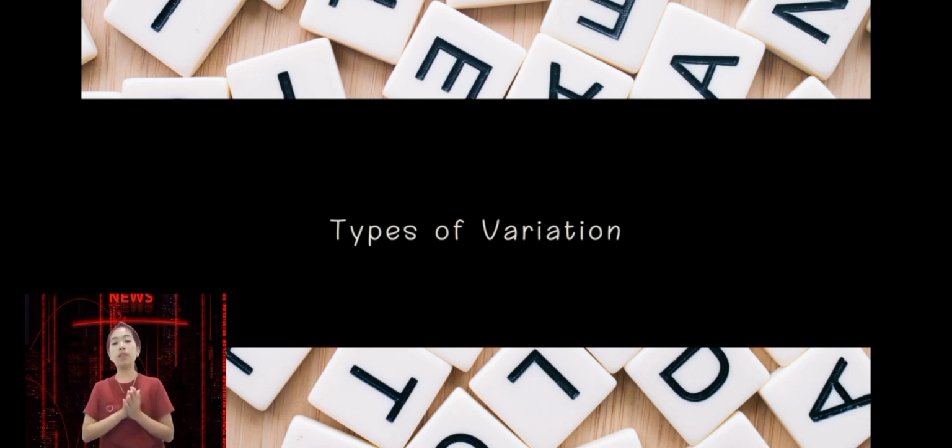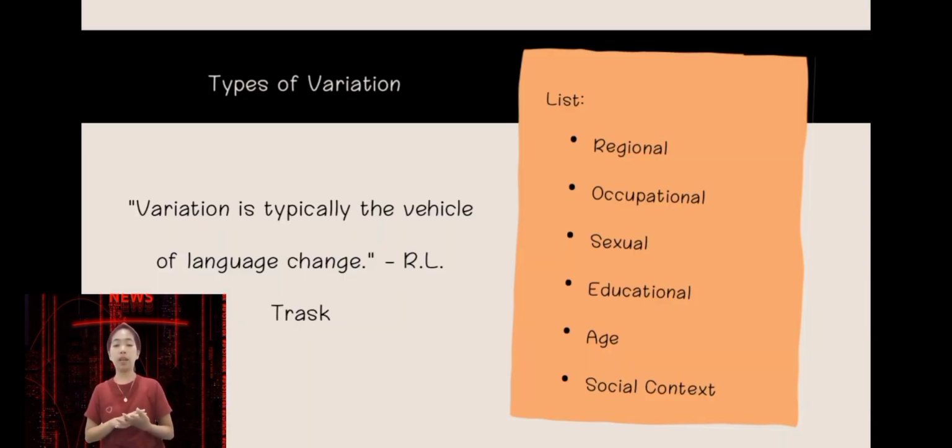Today, everyone, I will discuss the types of variation. Before that, let's discuss what variation is. Variation is typically the vehicle of language change. In simple terms, variation means differences or changes. When it comes to language, variation is usually how language changes over time. It's like a vehicle that carries language from one form to another. So, if language is a car, variation is the engine that drives it forward and makes it different from before.